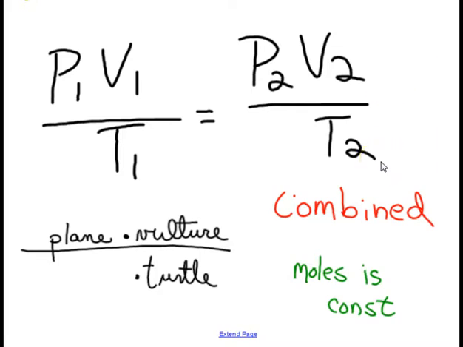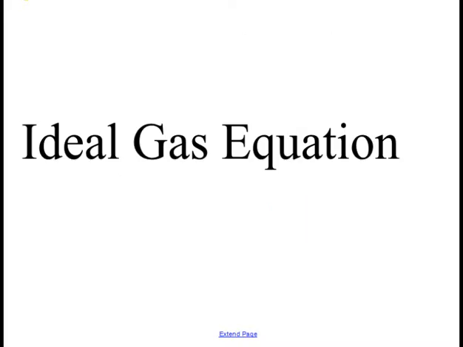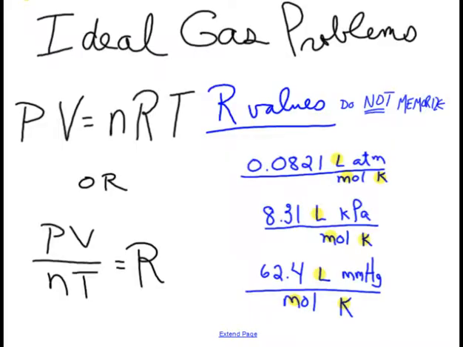So really and truly, the plane and the vulture fly over the turtle and the mole can help you with all of these different gas laws, except for the last one, and that is called the ideal gas equation. And the ideal gas equation uses a constant, and that constant symbol is R. Notice we still have the same relationship, pressure times volume over N times T, moles times temperature, equals a constant.